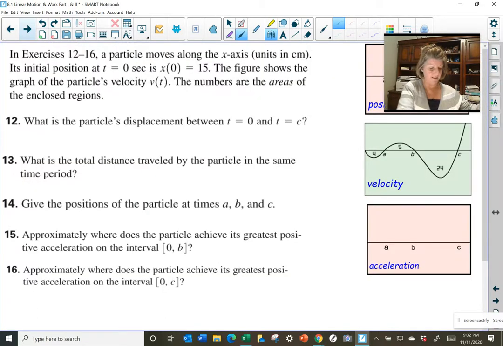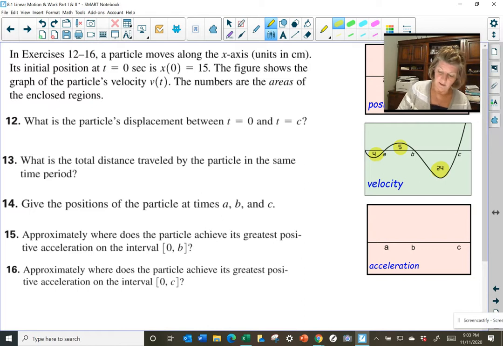All right, we're going to see if we have better luck with this screen. In exercises 12 through 16, because this was taken out of the textbook, a particle moves along the x-axis, units in centimeters. Its initial position at time 0 seconds is x of 0 equals 15. The figure shows the graph of the particle's velocity. The numbers are areas of the enclosed region. So those little numbers that we see, 4, 5, and 24, represent the area between the curve and the x-axis.